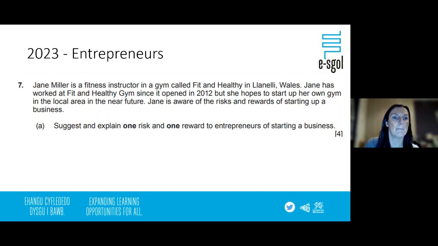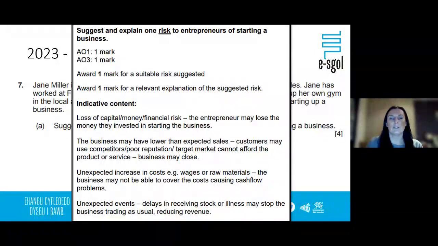It's Jane Miller, a fitness instructor in a gym called Fit and Healthy. Jane has worked at Fit and Healthy Gym since it opened in 2012, but she hopes to start up her own gym in the local area in the near future. Jane is aware of the risks and rewards of starting up a business. Suggest and explain one risk and one reward to entrepreneurs of starting a business. That's worth 4 marks. Now, when it's worth 4 marks, you need to be expanding on your points.